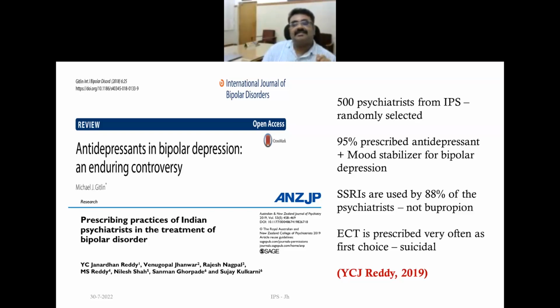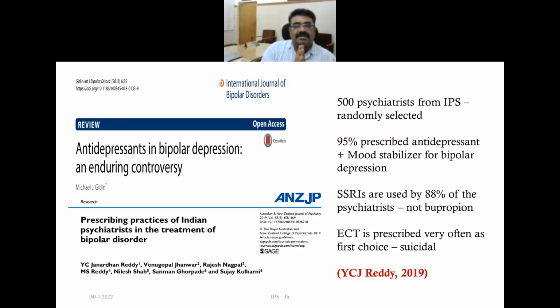And SSRIs are the drugs that have been used by 88% of the psychiatrists, but not bupropion, which is actually recommended by guidelines. And ECT is prescribed very often as a first choice because invariably most of our patients come to us with suicidal risk. So if I can take you back to the first slide that I spoke about, the treatment gap for patients is about 70% for bipolar disorders, which means only 30% of them are accessing treatment, which means that the ones who are very severely ill are the ones who are coming to us for treatment. So it's understandable that most of them are getting ECT as a first choice treatment because they are suicidal.